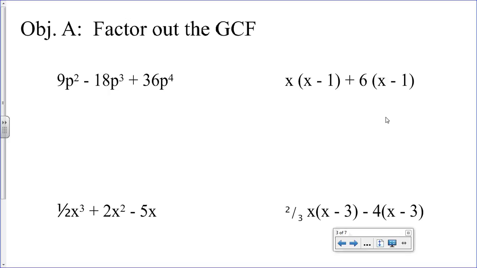Okay, so I'm going to start with this first one. So let's just look at the numbers first. So what's my greatest common factor between 9, 18, and 36? 9. So it has to go into all three of them. Okay, what about p squared, p cubed, and p to the fourth? P squared. So taking out a GCF is distributive property backwards.